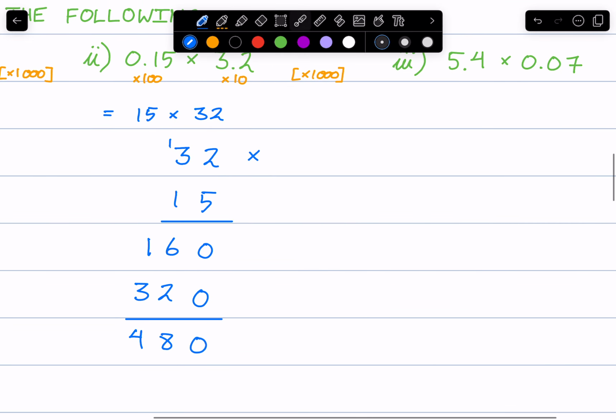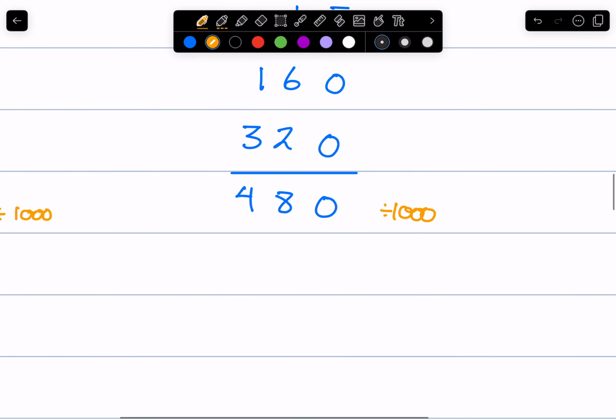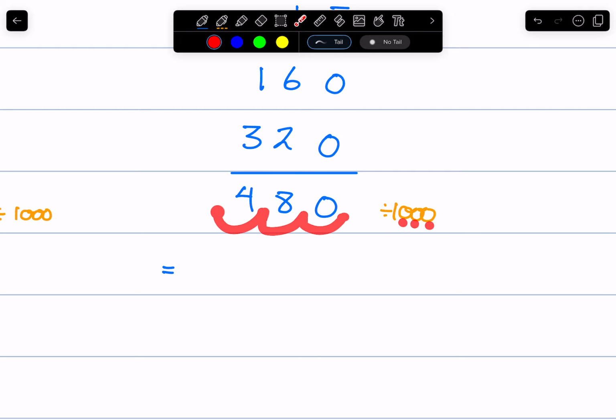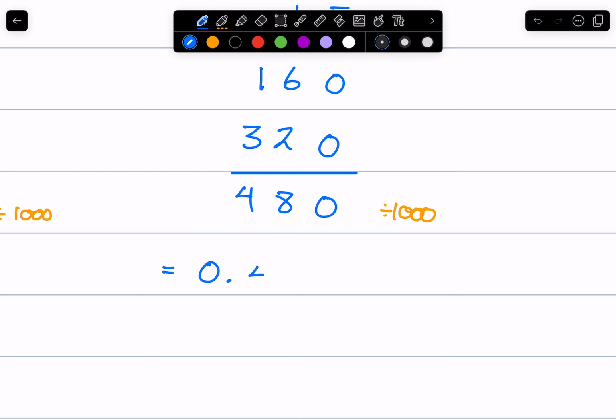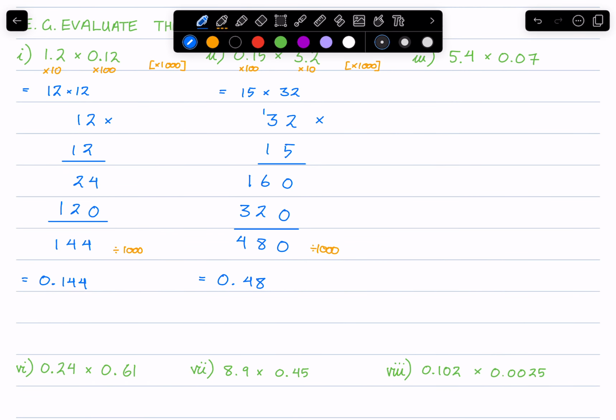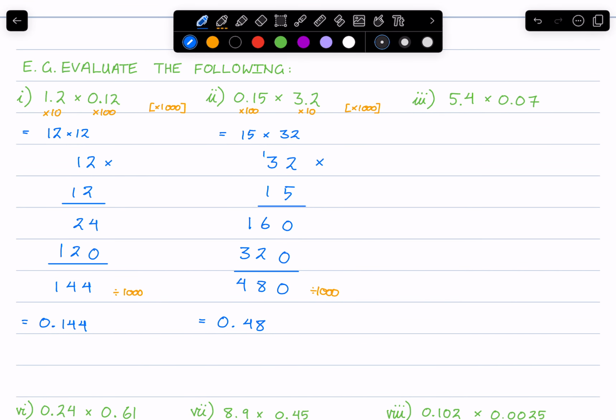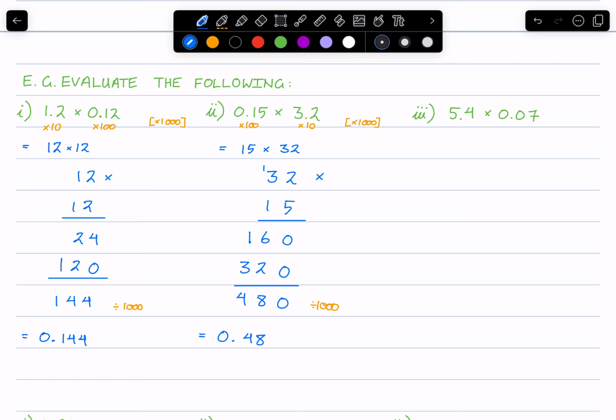But remember, since we've multiplied by that 1000, we need to reverse it now by dividing by that 1000. And so we move the decimal place, which is here, 3 spaces to the left. 1, 2, and 3. So this gives us 0.48. Okay, let's do the last example before we go to a different type of multiplication method.